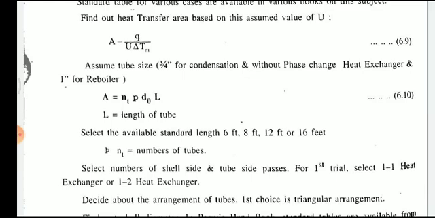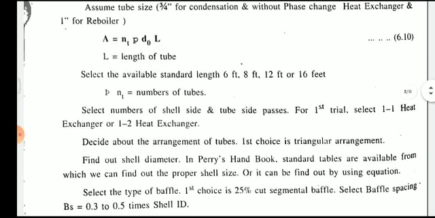So area is considered as N_T π d0 into L. L is the length, which should be in the various sizes available. Standard length is 6 to 8 feet, 12 feet, 16 feet. And the number of tubes, N_T, is selected along with the number of shell and tube passes for the first trial. First one is one shell and one tube pass, then the 1-2 heat exchanger, that is 1 shell and 2 tube passes.